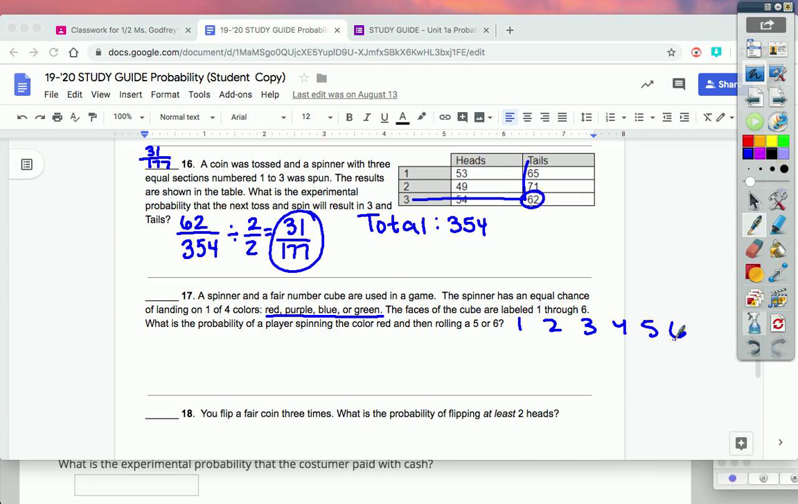So our first event is, what is the probability of a player spinning a red? Spinning a red, event 1. So we have 4 colors. The probability of getting red is 1 out of 4.